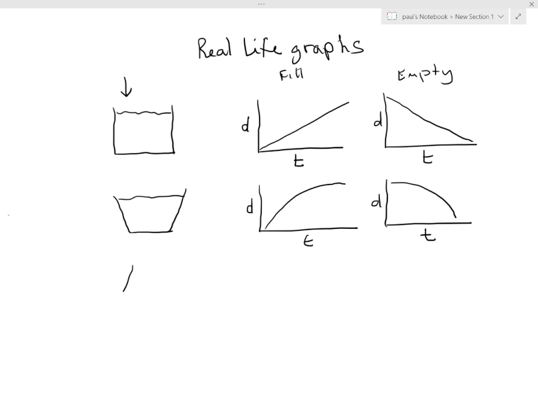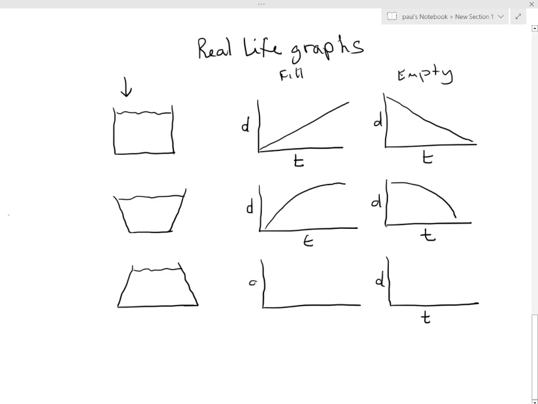So let's change the container to be this way round. There's the water. So we've got the two graphs. Depth, time, depth, time. Right, so we're going to fill it up. So it slowly fills and then gets quicker. So it's like this. And it empties quick and then slows down. So it's like this.